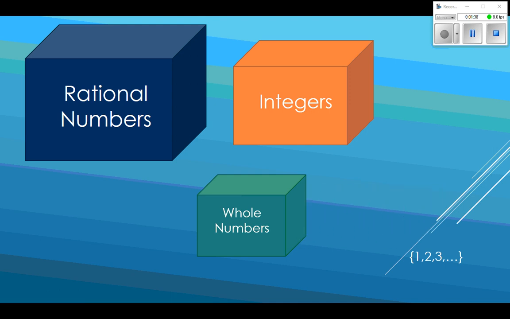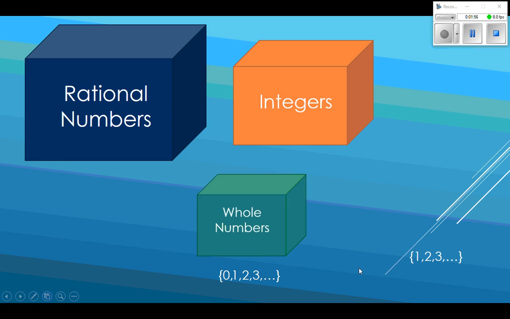Counting numbers fit inside of the whole numbers, which means that the whole numbers must have the numbers 1, 2, and 3 in them. There's just more that they have, and it's the number 0. That's the only extra thing that whole numbers have. That's the only difference between whole numbers and counting numbers.